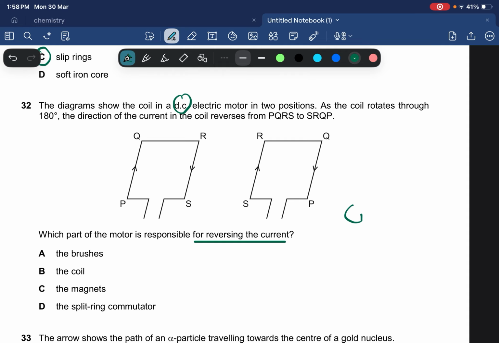It's something like this. I am not sure, but something like this. It just keeps on reversing it. You'd better see an animation of the split ring commutator, and then you're going to realize how it does this. So this is the part that's responsible. The carbon brushes just conduct the current. The coils are just there for the current to flow, and the magnets are there to induce the current. But the split ring commutator reverses it.